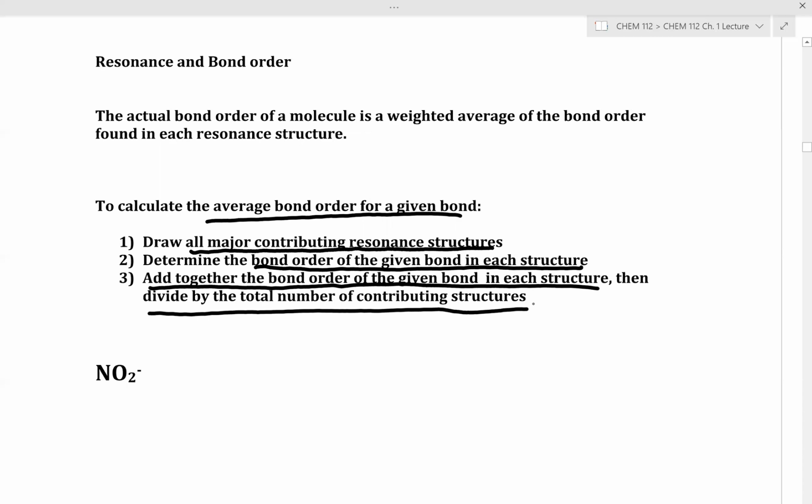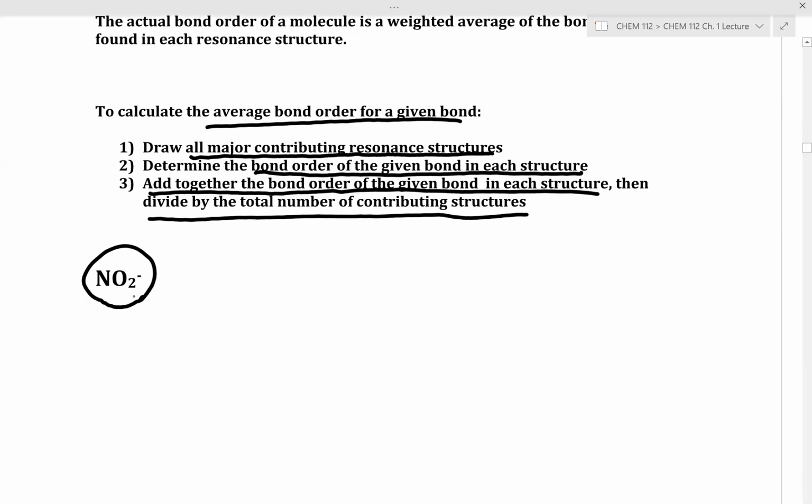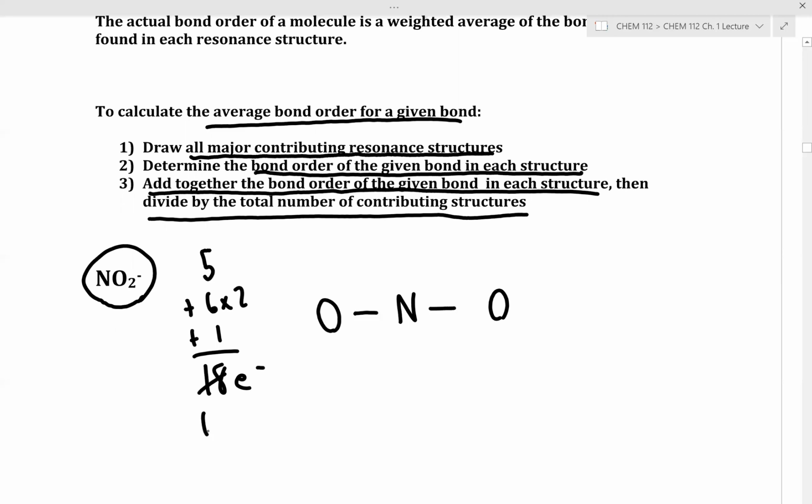So not all resonance delocalized bonds are the same bond order. Let's take a look at NO2 minus. Counting up our electrons really quickly, we have a total of 18 electrons to work with. And what is our central atom going to be? Nitrogen, yep. We're going to surround it with 2 oxygen atoms and form 1 bond each. So that gives us 14 electrons to work with.